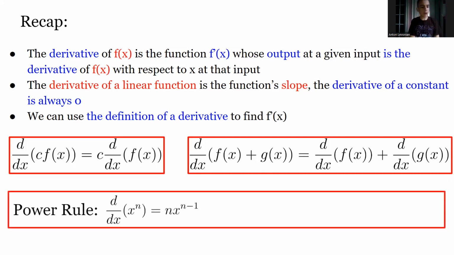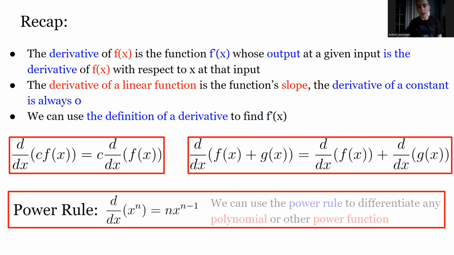And then, of course, we have the power rule, which says that for any real number n, the derivative of x to the n with respect to x is the same thing as n times x to the n minus 1. And we can use this power rule to differentiate any polynomial or other power function.